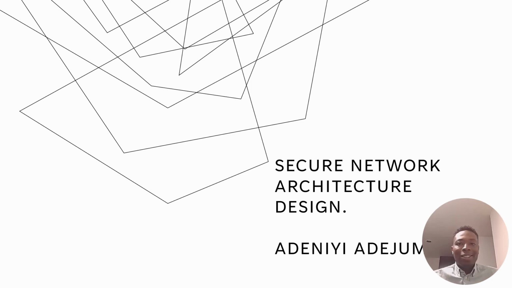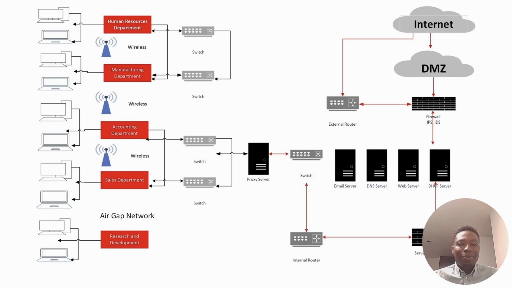Today I'll be discussing secure network architecture. Here's a financial corporate network topology that includes five departments. You can see here on the left, we have a human resource department, manufacturing department, accounting department, sales department, and research and development department. Each department will have 25 clients.